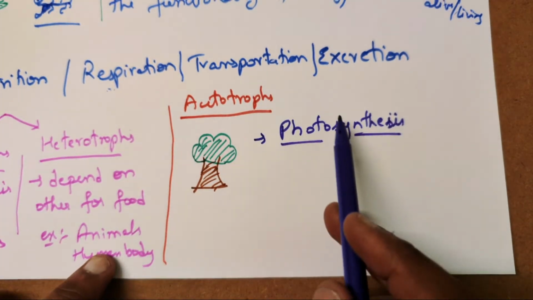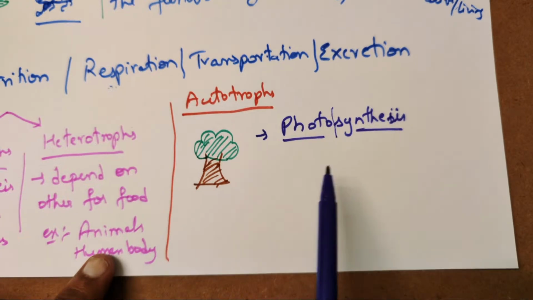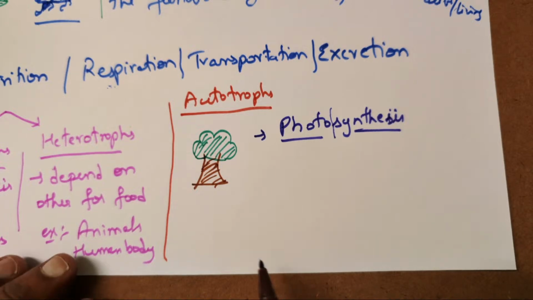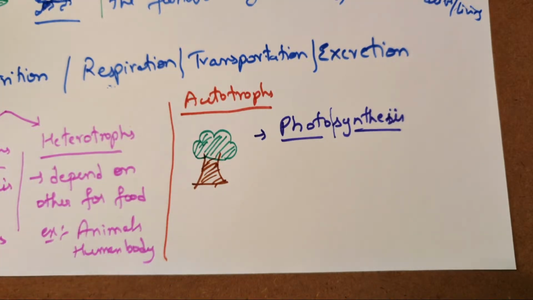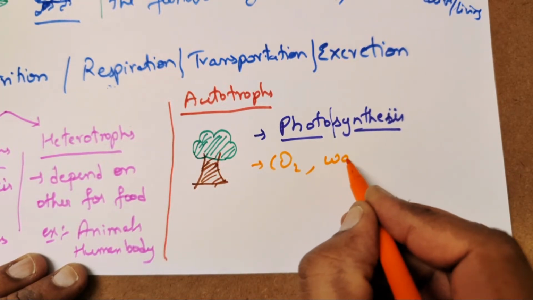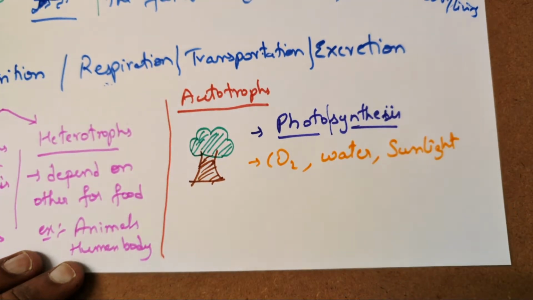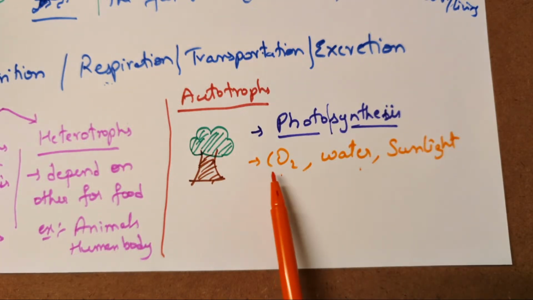If you break down this process, photo is nothing but light, and synthesis is the process to prepare food. So they are preparing food with the help of sunlight. For photosynthesis, we need three things, which are carbon dioxide, water and sunlight. Now we'll see how plants use these three to get their food.